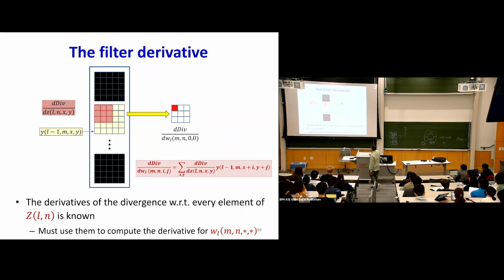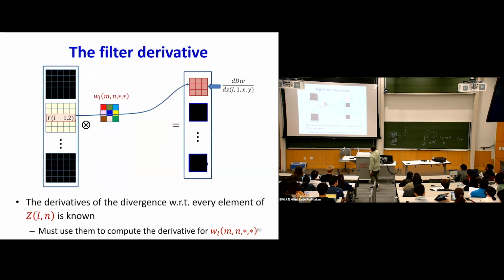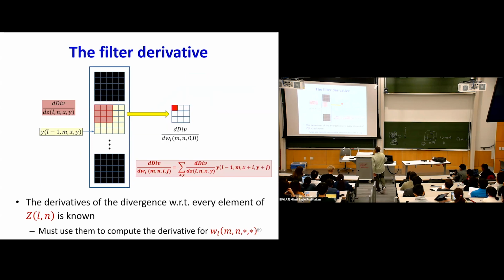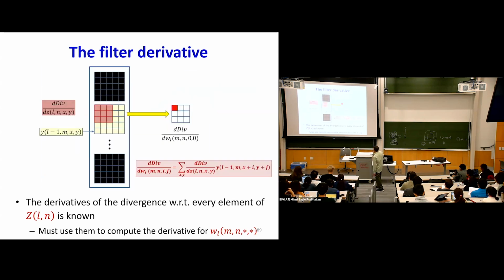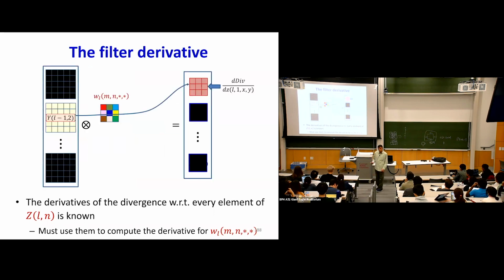So that's this one. But then what do? This over here is my derivative map. It's not my affine map. It's the map of the derivatives of the divergence with respect to these affine values. And in order to compute the derivative of the divergence with respect to this filter, all this formula tells me is that I must convolve the input channel with the derivative map for the output channel.